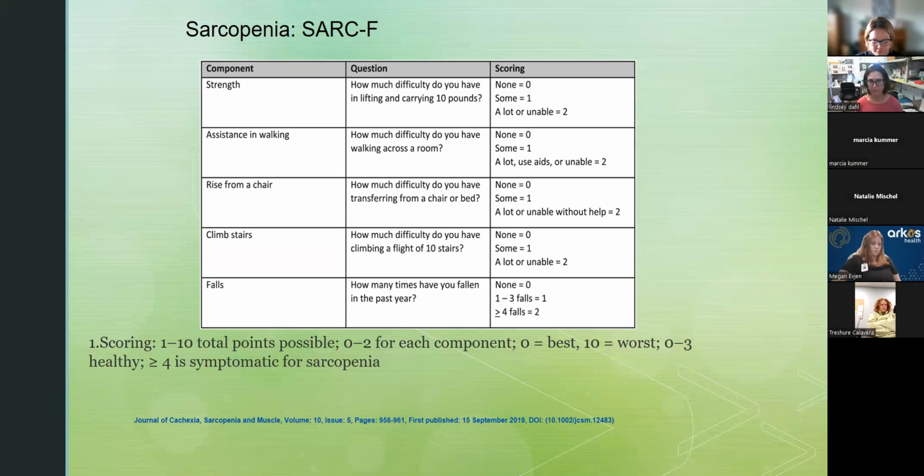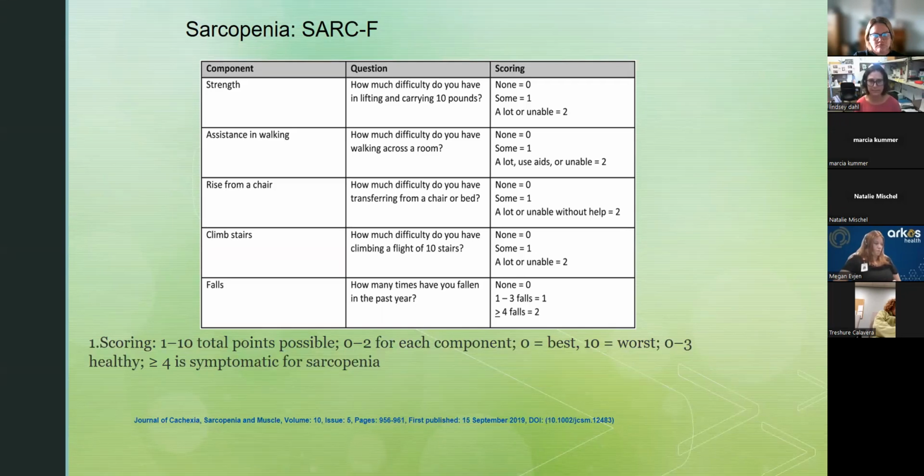How difficult is it for you to carry 10 pounds? How difficult is it to cross a room? How much difficulty do you have transferring from a chair or bed? How difficult is it climbing a flight of 10 stairs? How many times have you fallen in the past year?